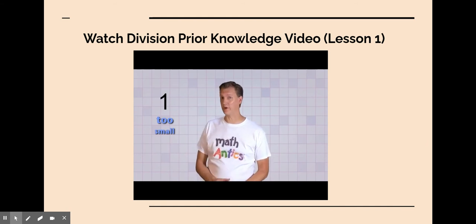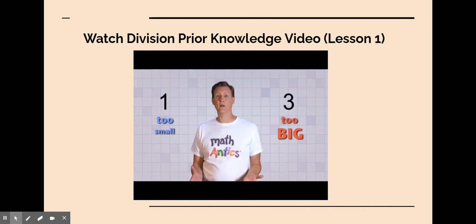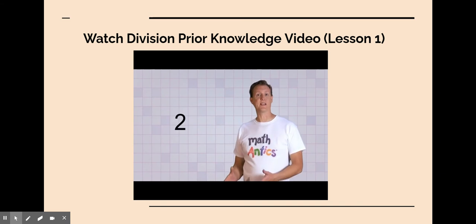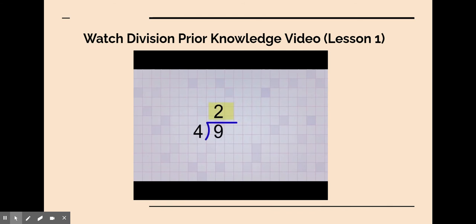Okay, so 1 was too small. It gave us too big of a remainder. And 3 is too big. There wouldn't be any remainder at all, and the groups wouldn't be equal, which causes big problems. So let's try 2. If we say that 2 4s will make 9, or almost 9, our problem looks like this. 2 goes in the answer spot, and then we do our multiplication procedure.